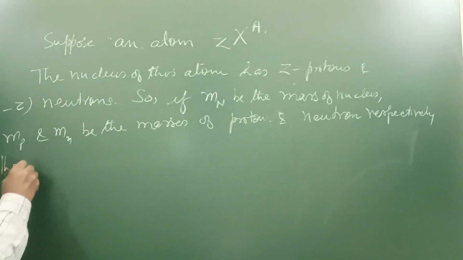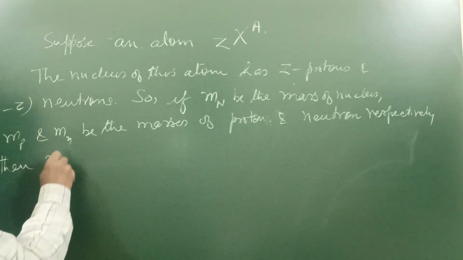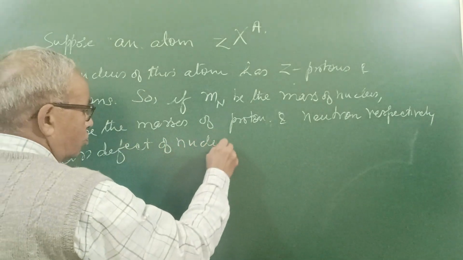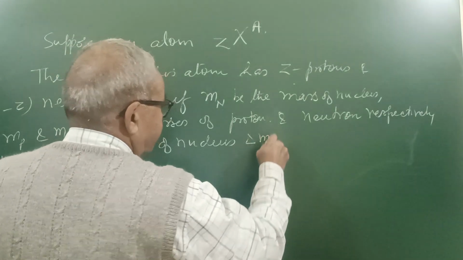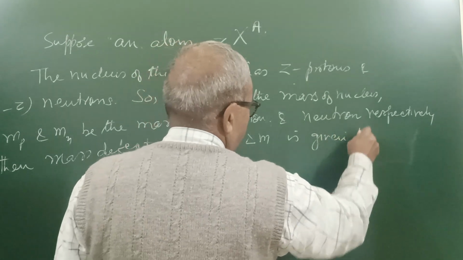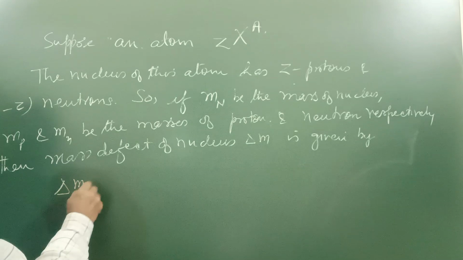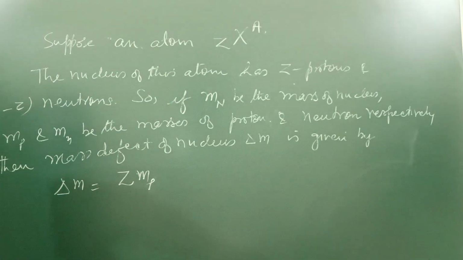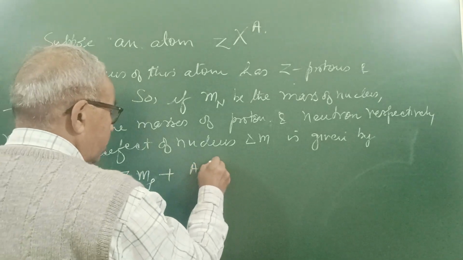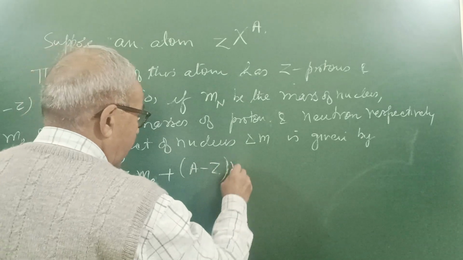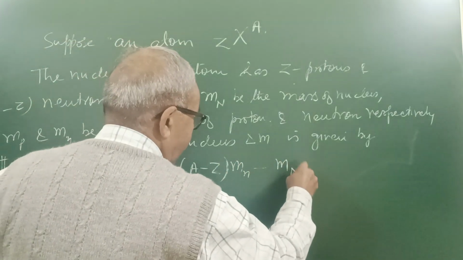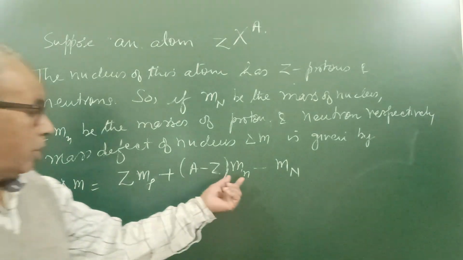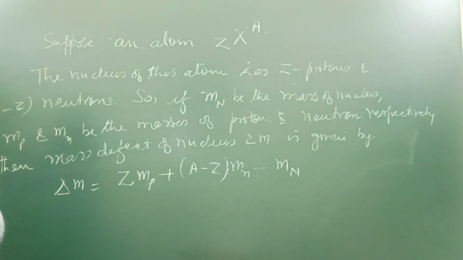Then the mass defect of nucleus, delta m, is given by delta m is equal to Z M_P, the mass of Z protons inside the nucleus, plus (A minus Z) into M_n, minus M_N. M_N is the mass of nucleus, M_n is the mass of neutron, and M_P is the mass of proton.